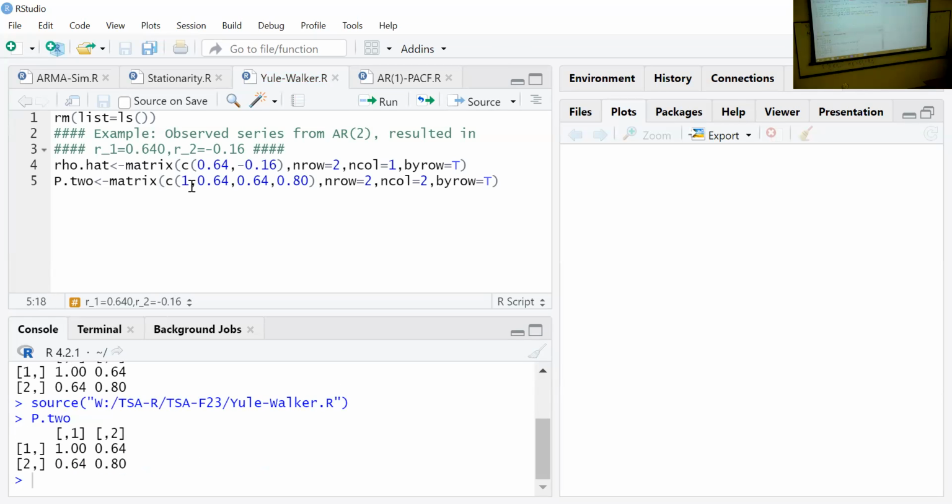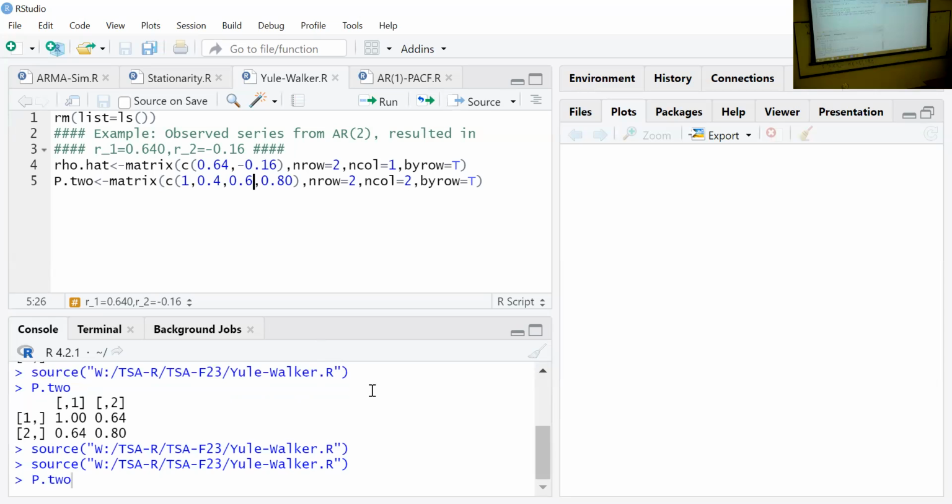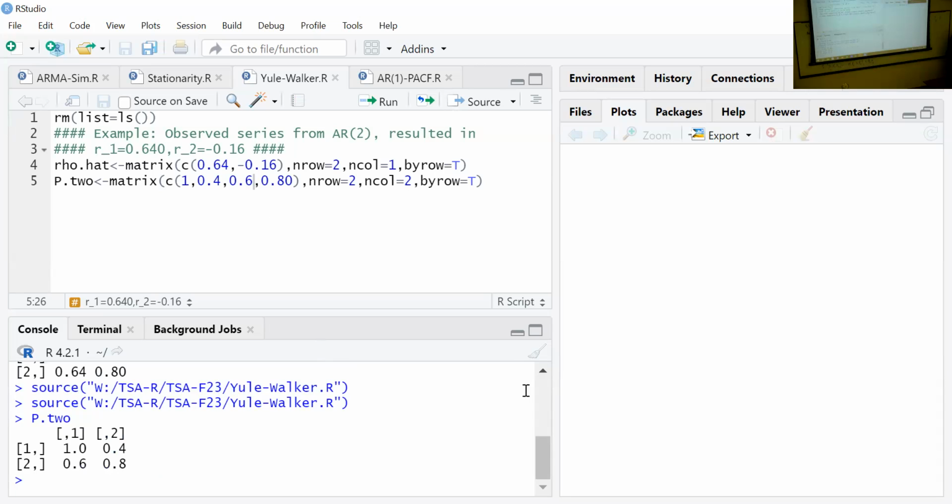So let's change it once more. One more time. What's the reason that the matrix has the 0.8? I'm going to change it. I just want to demonstrate whether to use true or false. That's all. Our matrix is symmetric. We won't see a difference. So I'm getting 1, 0.4, 0.6, 0.8.